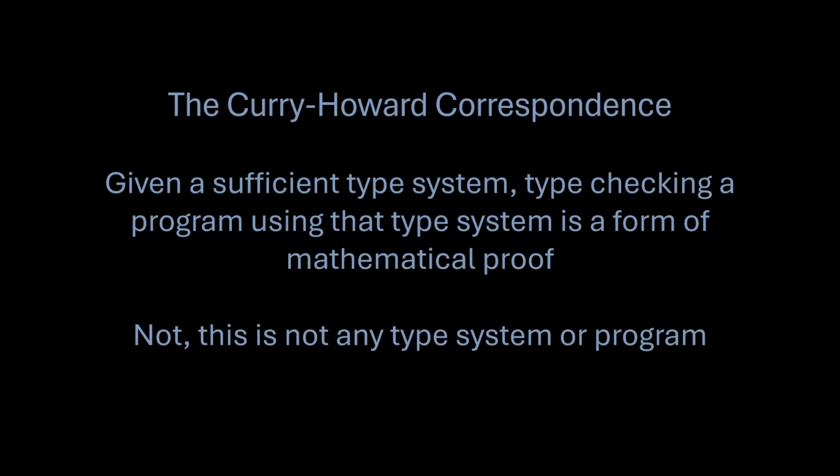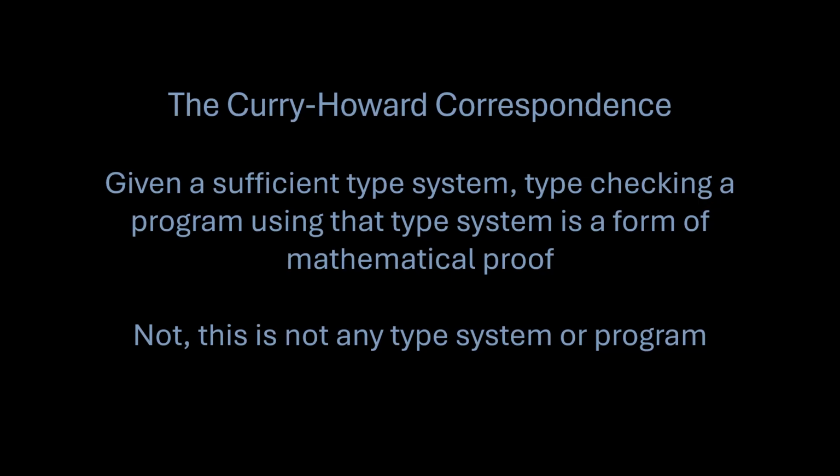So what this is all based on is a thing called the Curry-Howard correspondence. And basically what these logicians, mathematicians found out is that given a sufficient type system, type checking a program using that type system is a form of mathematical proof. Now, you do have to have a sufficient type system. What that means is a little bit more complicated, but it's not the simplest of type systems. Basically, you have to have some level of parameterized types, or dependent types to really make this work.